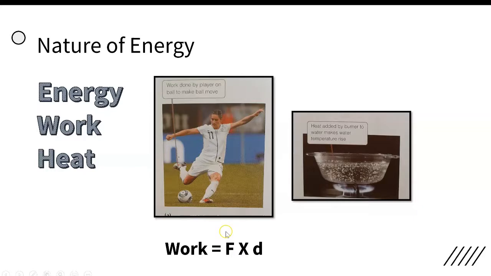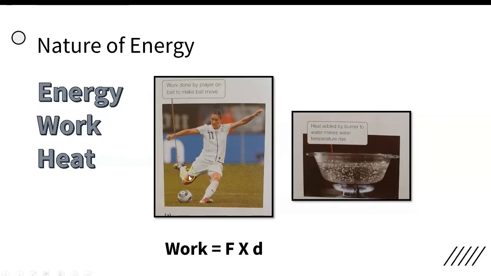I will come to the basic formula here. Work is equal to force times displacement. Okay, so it is affected by these two factors. Now, the third type of energy is heat. So, heat is the energy used to cause the temperature of an object to increase.